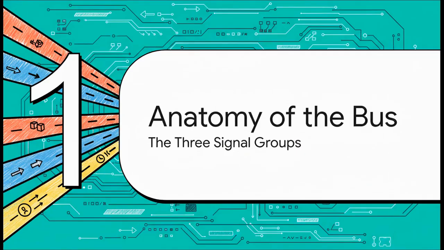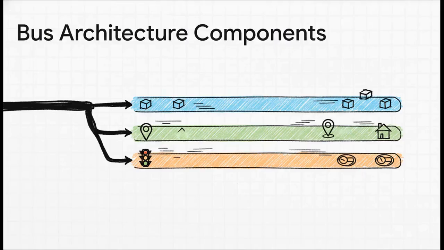But here's the thing. This highway isn't just one big slab of asphalt. It's actually a pretty sophisticated system made up of 3 different kinds of lanes, which in the tech world we call signal groups. So let's take a closer look at the anatomy of this bus. And here they are, the data lines, the address lines, and the control lines. Each one has a very specific, very important job to make sure that all the information not only gets to where it needs to go, but gets there at the right time and in the right way.